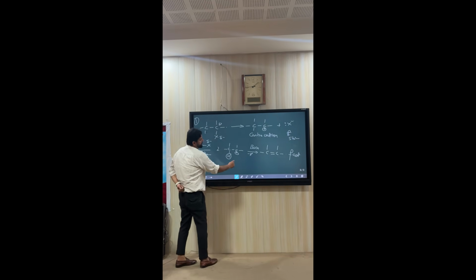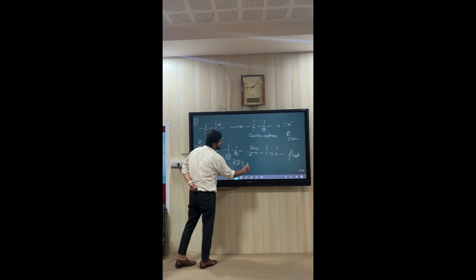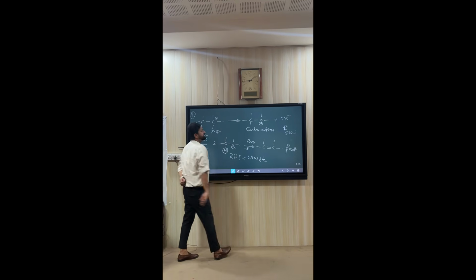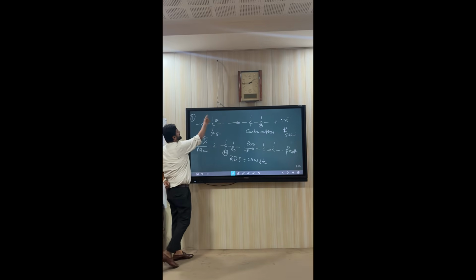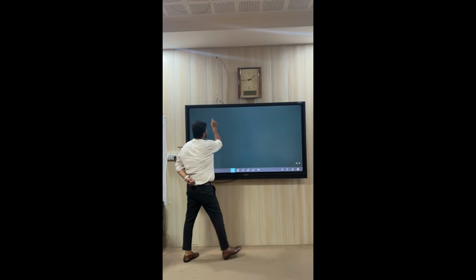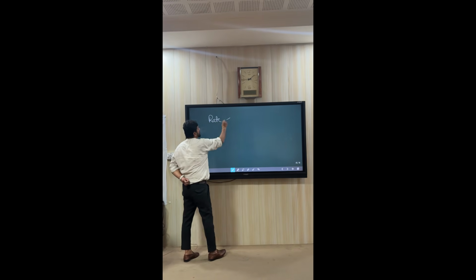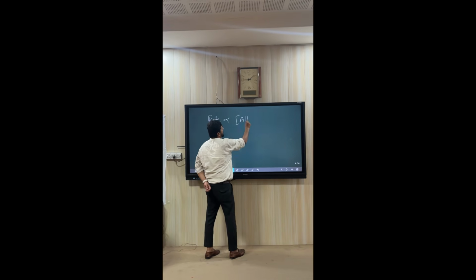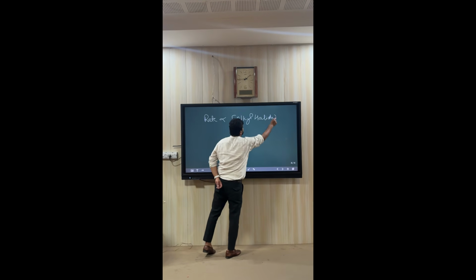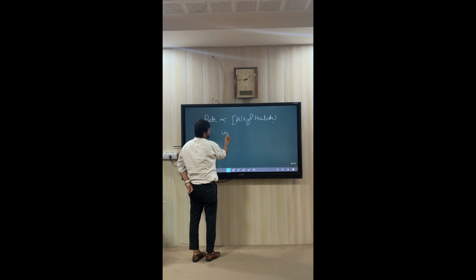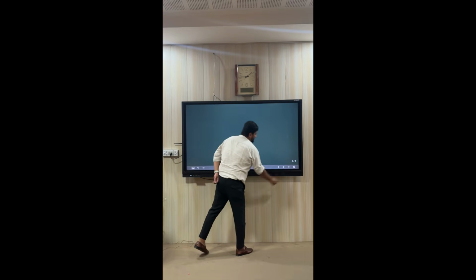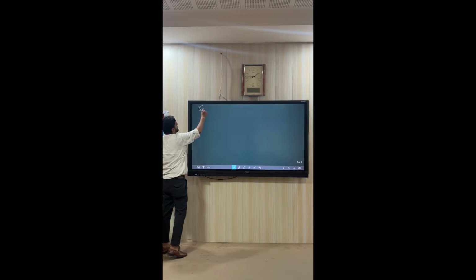As we know, the rate determining step is always the slow step. The slow step is step number one, where the reactant is only one. So the rate of reaction depends upon the concentration of the alkyl halide. This is one reactant, so we can say that it is called unimolecular.